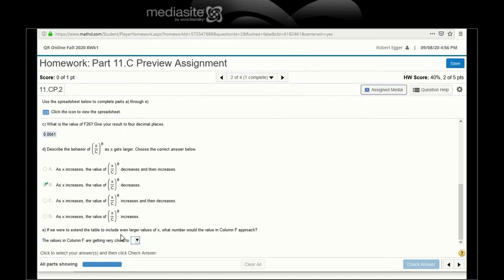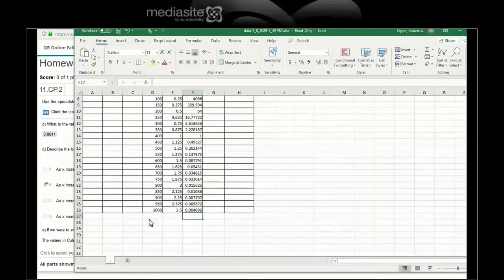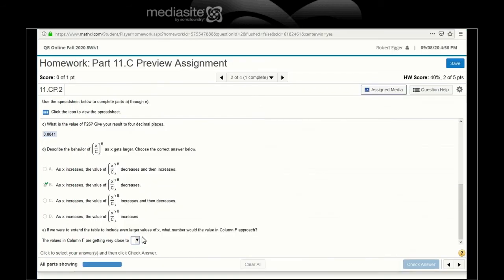And if we were to extend the table to include even larger values of x, what number would the value of column F approach? Let's just throw 10,000 in. And wow, that is a 4 with 8 zeros in front of it. That's getting mighty small. That's basically 0.